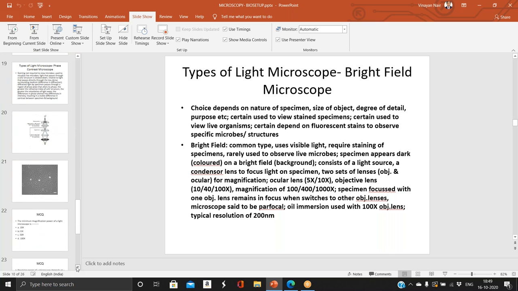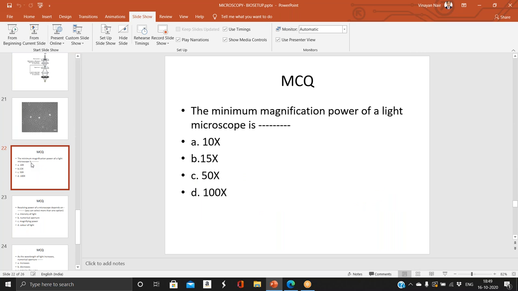Anybody who has not got 50x as the answer, please type in the comment box. I have asked you the question, the minimum magnification power of a light microscope, which means magnification power is the product of the eyepiece lens into the objective lens, that is ocular lens into objective lens. The minimum magnification of the eyepiece lens is 5x and the maximum is 10x, whereas the minimum magnification of the objective lens is 10x and the maximum is 100x. So minimum of eyepiece lens 5x into minimum of objective lens 10x, so 5 into 10, 50x.